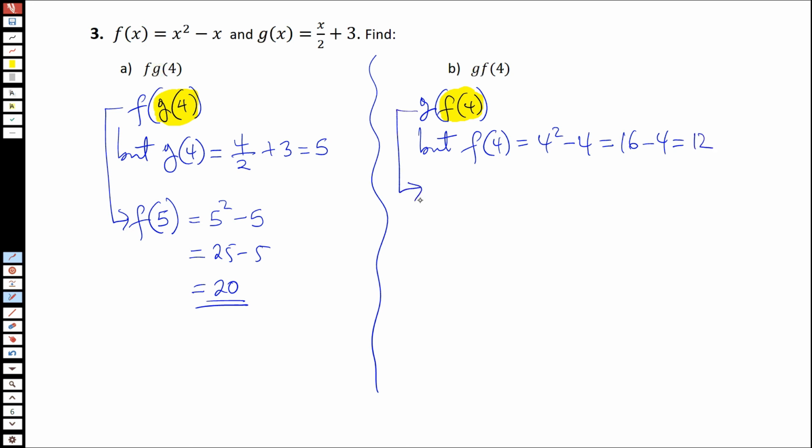So it means that basically what we'll be finding is the value of g at x, which is now the new input here, x equals 12. Now if you plug 12 in place of x in g, you'll have 12 over 2 plus 3, which is 6 plus 3, and that gives you 9. So that's basically how you solve these composite functions for specific values.